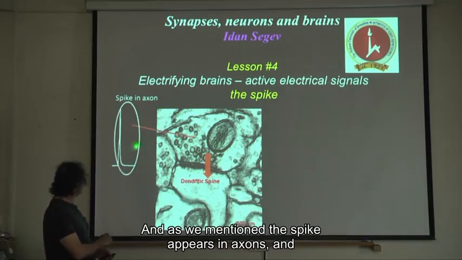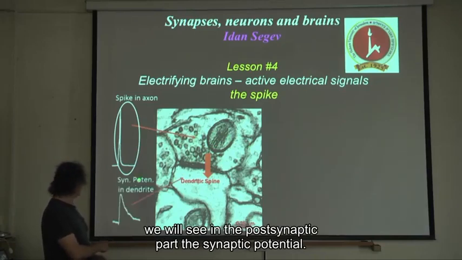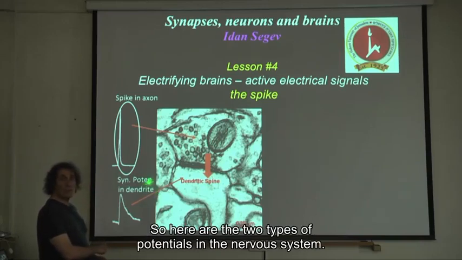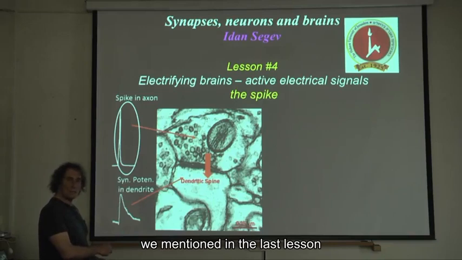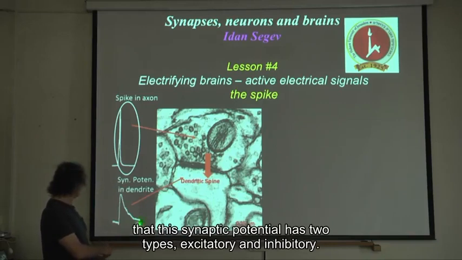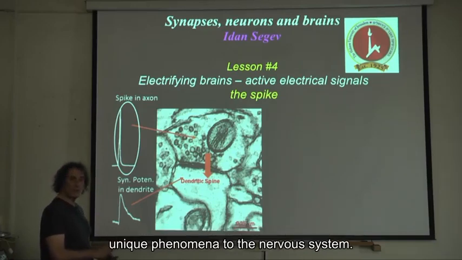And as we mentioned, the spike appears in axons. And as a consequence of the spike in the synapse, we will see in the postsynaptic part the synaptic potential. So here are the two types of potentials in the nervous system. The action potential in the axon, the synaptic potential in the dendrites. And we mentioned in the last lesson that this synaptic potential has two types, excitatory and inhibitory. But today we are going to focus on the spike, which is a very interesting, unique phenomenon to the nervous system.